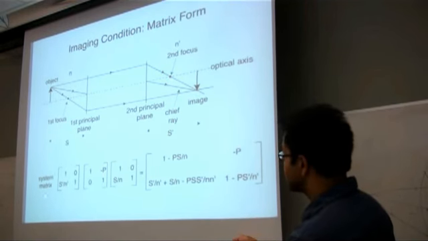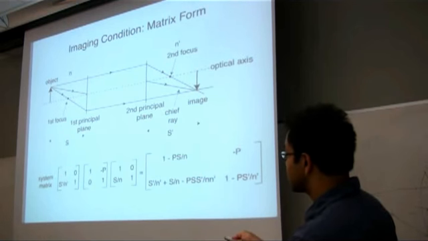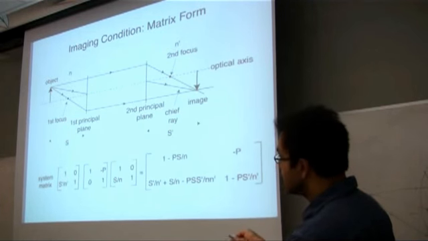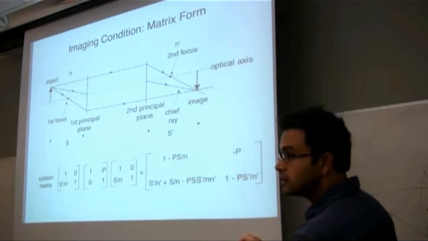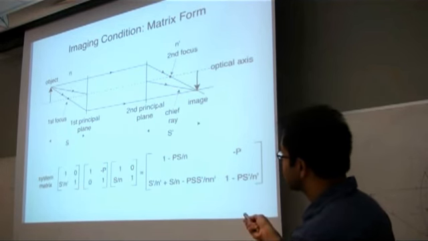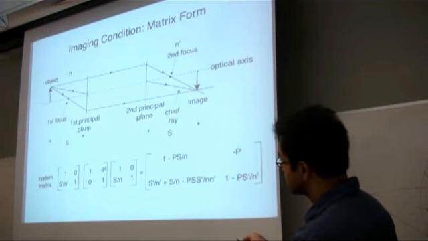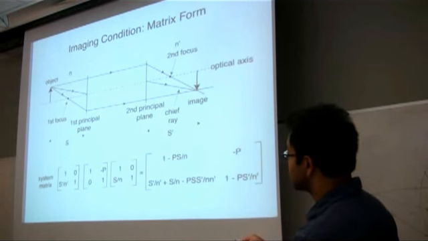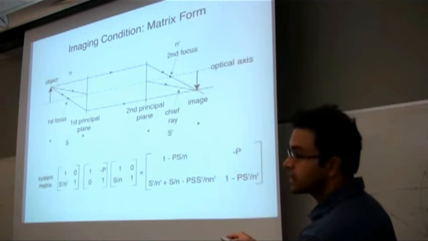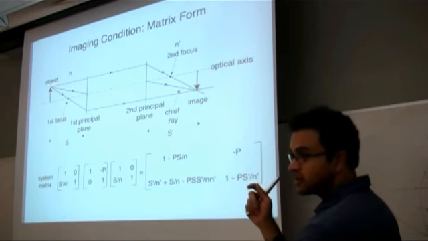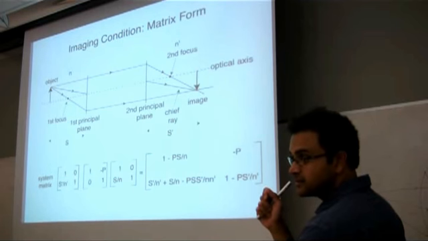Okay. Now you can plug in the matrices. You have this matrix for propagation in air from the object to the first principal plane. Then I have this for the power of the optical system. And then I have this for propagation outside the optical system from the second principal plane to the image. That's the most general way to represent anything, if you know the principal planes of an optical system.